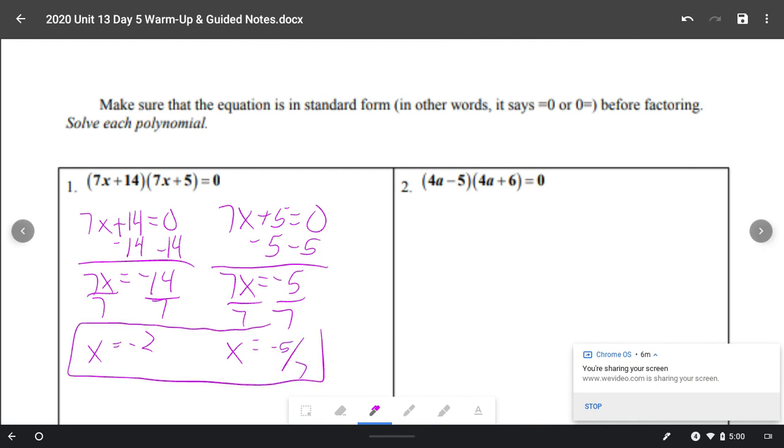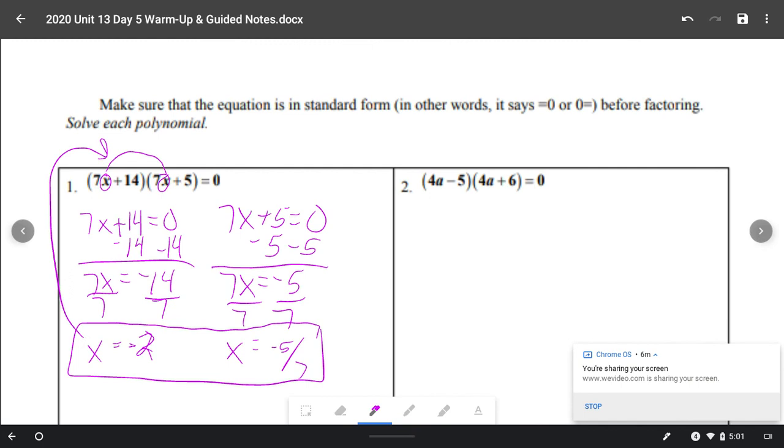And it's okay to get a fraction, just like it was okay to get a fraction when we were solving before. And if you plug either one of these numbers into the original, right here for x, so this place and this place, it should make the equation equal to 0. So I'll give you an example.